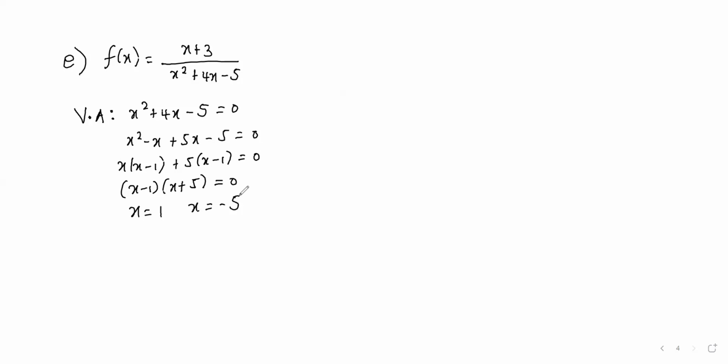Like that. So we have these two vertical asymptotes. The horizontal asymptote: we check the numerator. The power of the numerator is 1. The power of the denominator is 2. The denominator has a higher power. Therefore, the horizontal asymptote is 0.